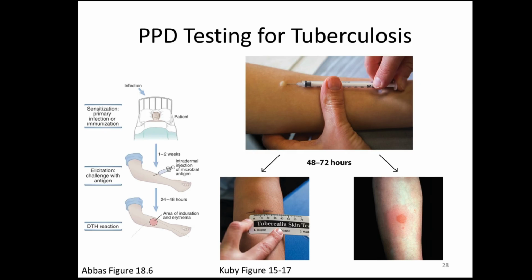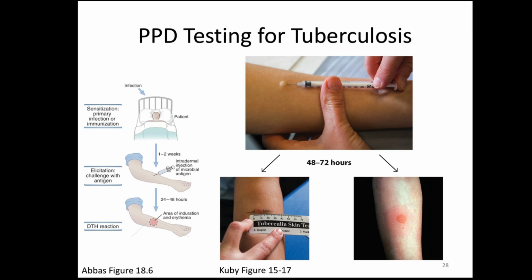And so you can see this is why you have to go back after about 48 to 72 hours, because that's how long it takes a DTH response to happen. They put the little bubble under the skin, then they're going to look for whether you have a red and raised mark. And so it's all looking for, have you previously made a Th1 response to this antigen, which generally happens upon infection.